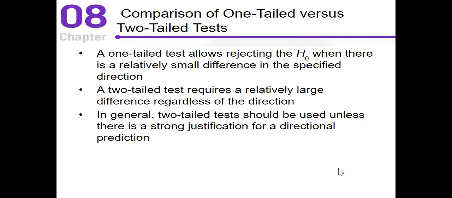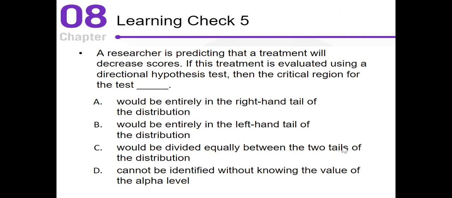And then a two-tailed test is going to require a relatively large difference regarding the direction, whereas a one-tailed test allows for rejecting the null hypothesis when there is a relatively small difference in the specified direction. Two-tailed tests should be used unless there's a strong justification for a directional prediction.